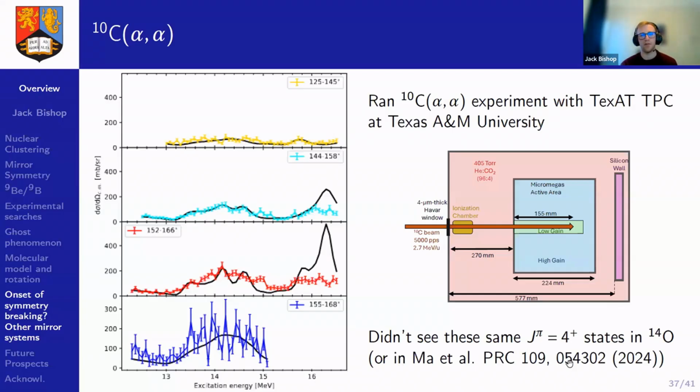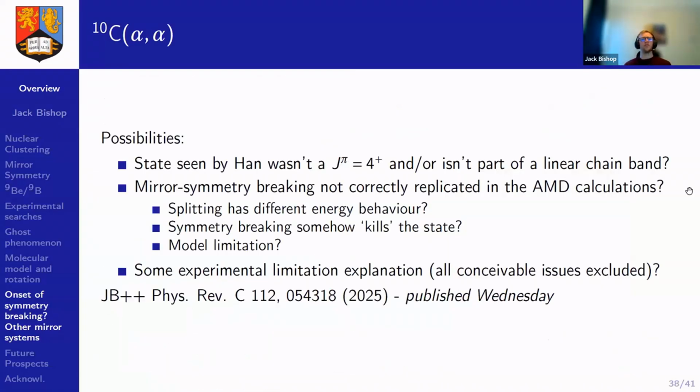And actually, there was a very nice result as well that came out last year from Martel, and they did basically the same experiment, carbon-10, alpha-alpha, and they also didn't see these states. So it wasn't just something that we were unable to see in our results. So then this is a really interesting case. They say that they see these pi-squared configurations in carbon-14, but we don't see these in oxygen-14.